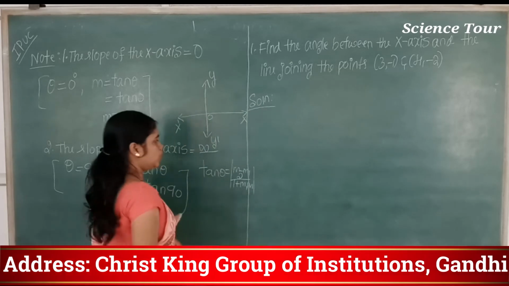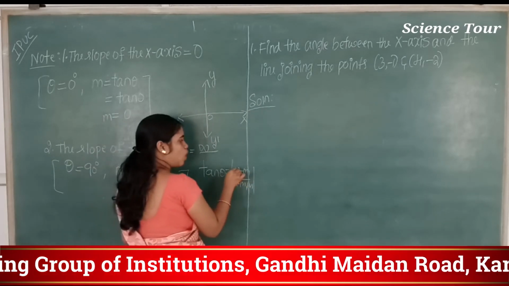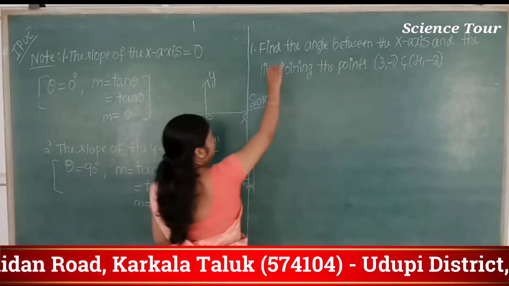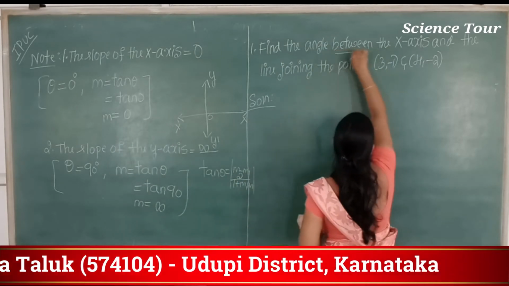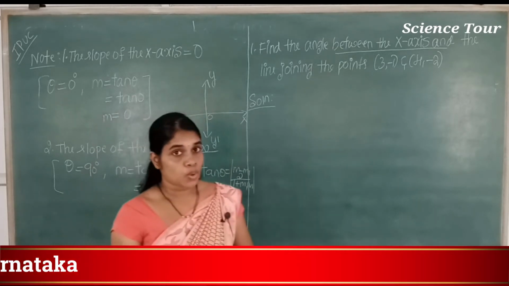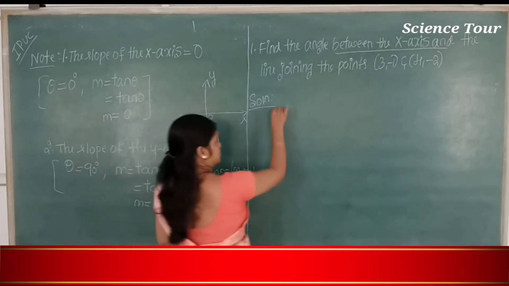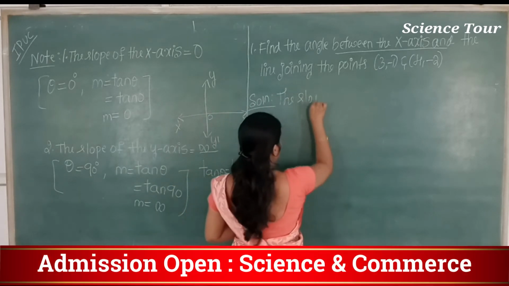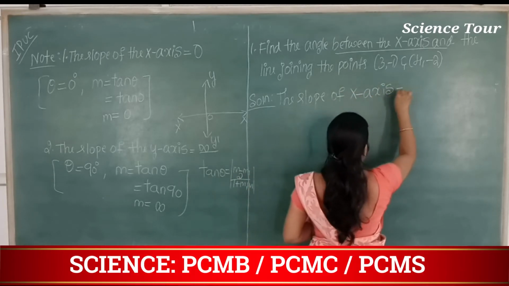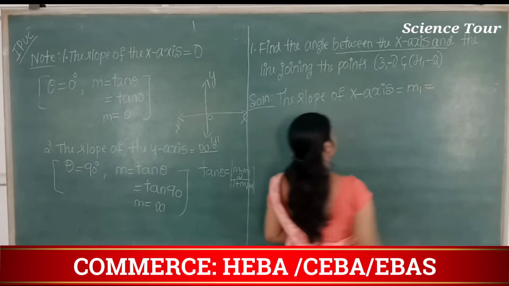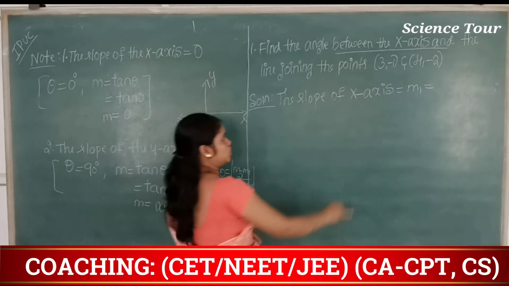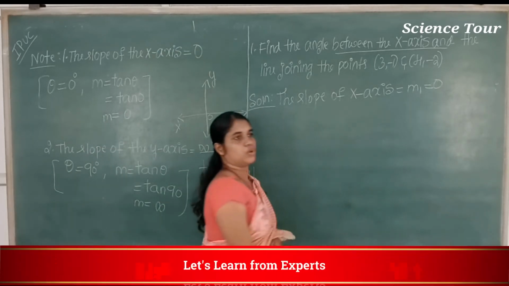Actually, to use this formula we need the values of slopes, isn't it? The m1 and m2 values. So first, find the angle with the x-axis. They have first discussed the x-axis. So what is the slope of the x-axis? First I will write the slope of the x-axis; I'll consider it as m1. The slope of the x-axis is 0. Therefore the value of m1 is equal to 0.